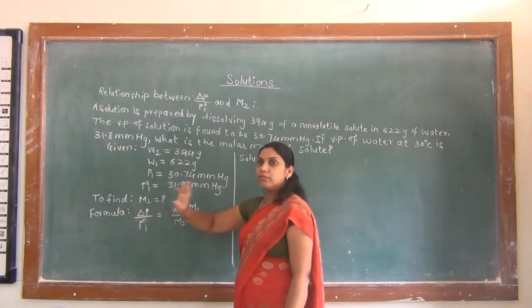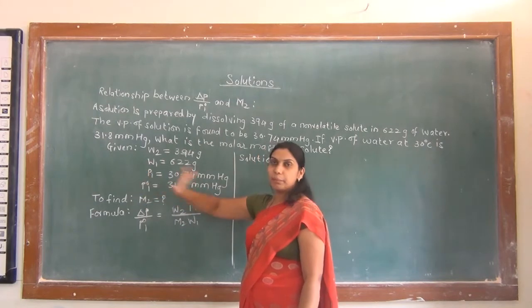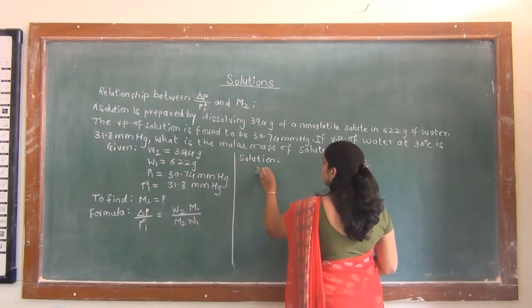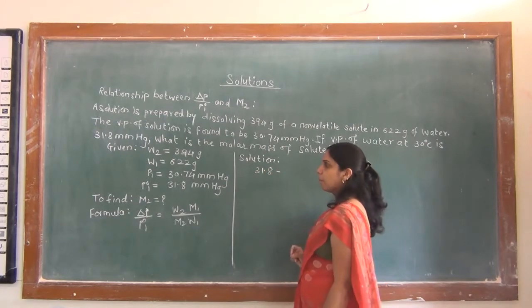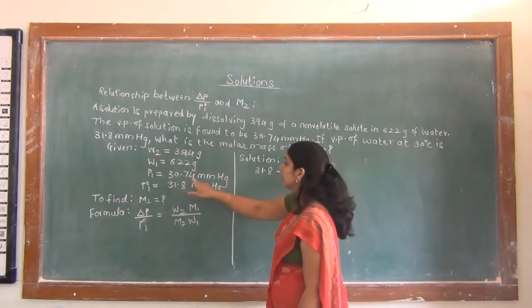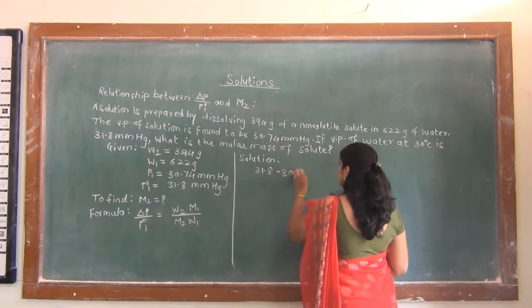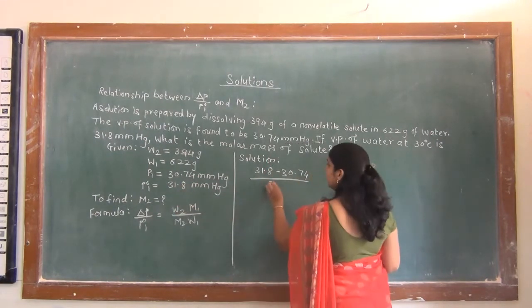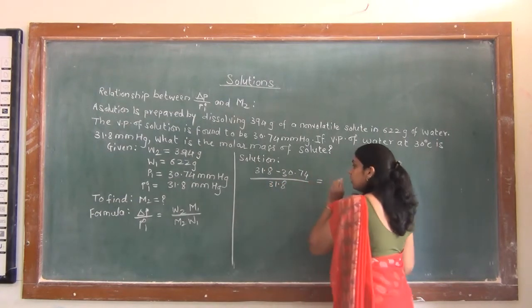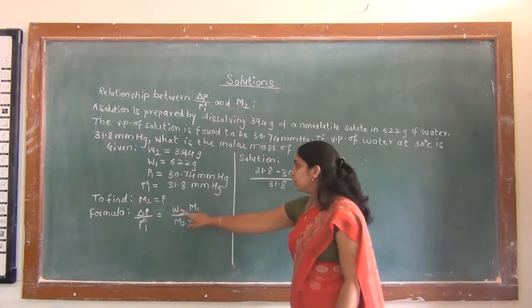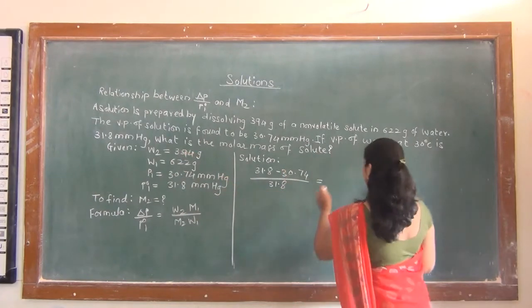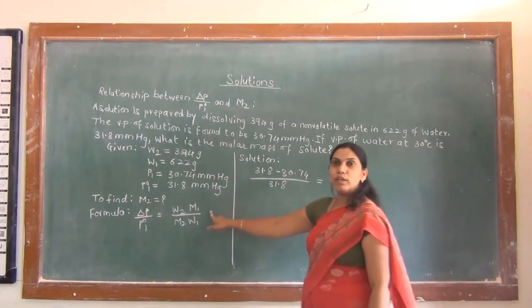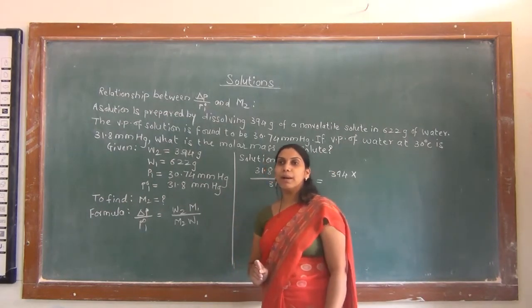For delta P, we have the values of P01 and P1. We will write there. What is P01? 31.8 minus what is P1? 30.74 divided by P01. P01 is again 31.8, which is equal to W2. What is the value of W2? 394 into M1. M1 is the molar mass of solvent.